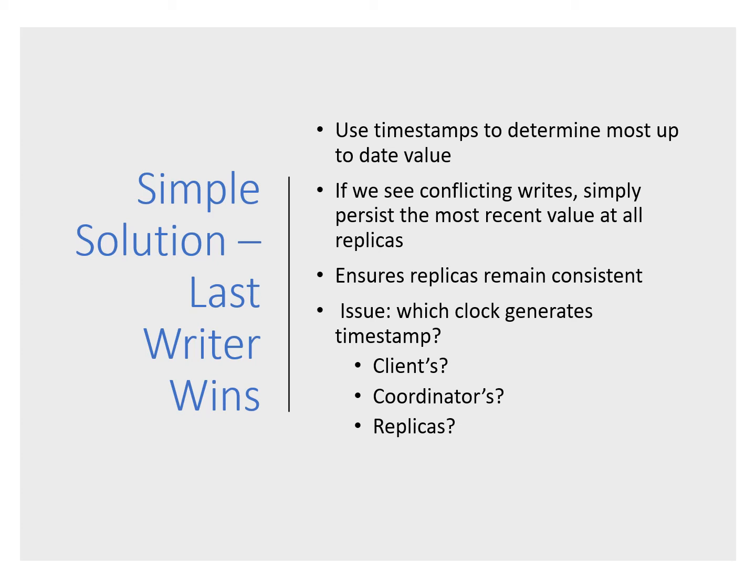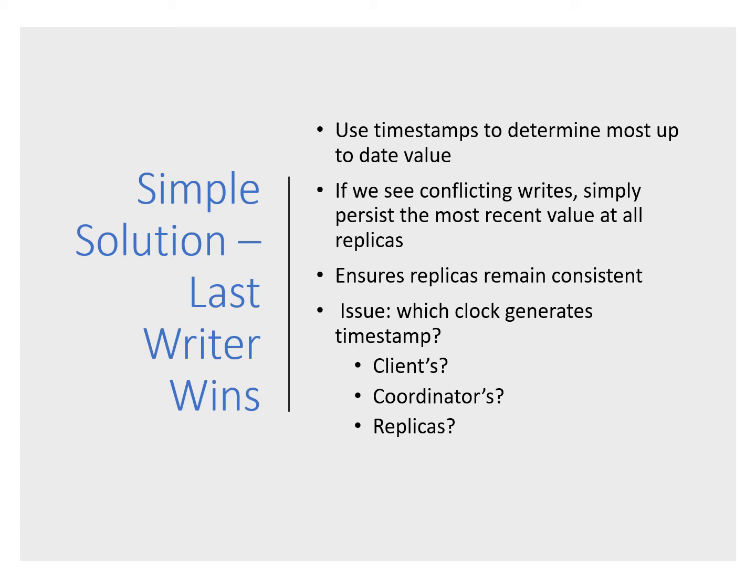One solution to this particular problem is to use an algorithm called last writer wins. Last writer wins assumes that updates are associated with a timestamp, and we can compare timestamps to determine which is the most up-to-date value for a particular database object. So if we see conflicting writes, we simply persist the most recent value by comparing the timestamps. And this means that all replicas will have the value associated with the latest timestamp, and it ensures they remain consistent.